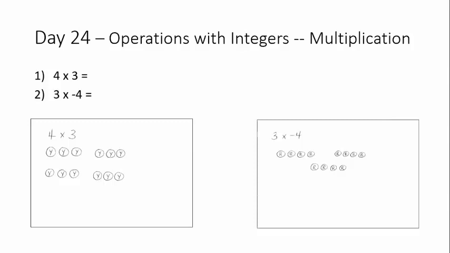Moving to the next multiplication problem, I have 3 times negative 4. Here I have 3 copies, and each copy contains negative 4. You'll notice that I have 3 groups of red counters. Each group contains 4 red counters. So when I count all of these red counters, I have 12 red counters. So the product of 3 and negative 4 is negative 12.